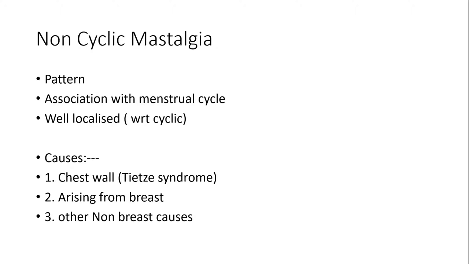Then there are causes arising from the breast itself. The pain is usually diffuse. The patient will have diffuse breast pain, and she will have trigger spots in the breast. Examples are infection, abscess in the breast, and infected cyst. Other non-breast causes include cervical or thoracic spondylitis, lung diseases and gallstone diseases.